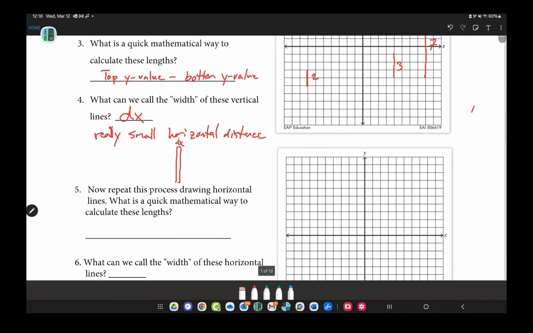Now, repeat this process drawing horizontal lines. So 5 sets of horizontal lines. Do this in blue.